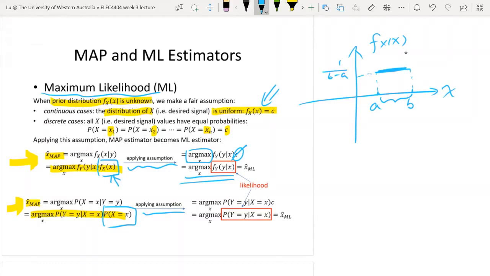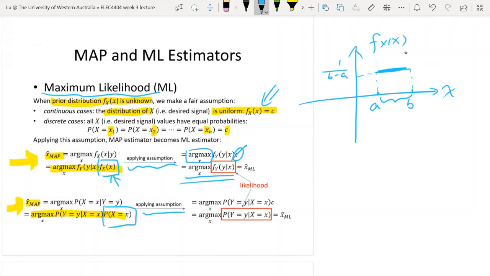Because you don't have the prior distribution, you do not have the evidence distribution. So only the likelihood distribution is left. And you want to pick up the x value which can maximize this likelihood. And then we call this the maximum likelihood methodology. Okay, now we have done the discussion of the two simple estimators, MAP, maximum a posteriori, and ML, which is the maximum likelihood.